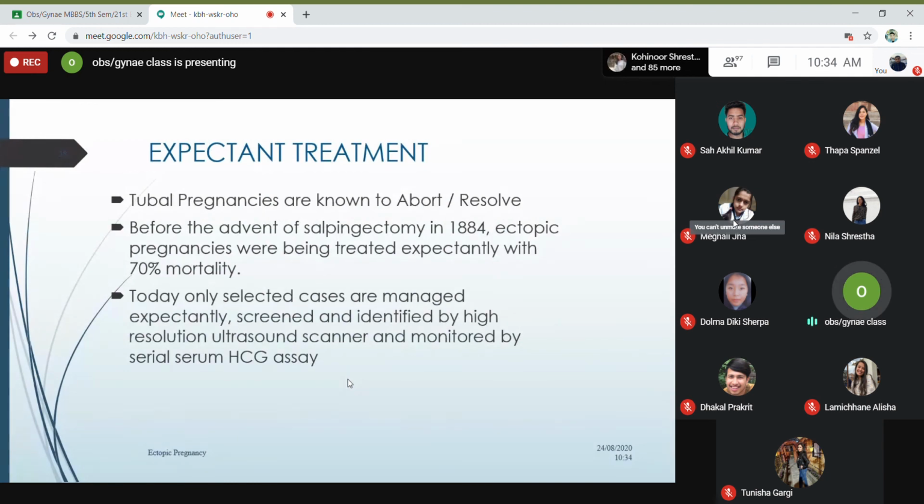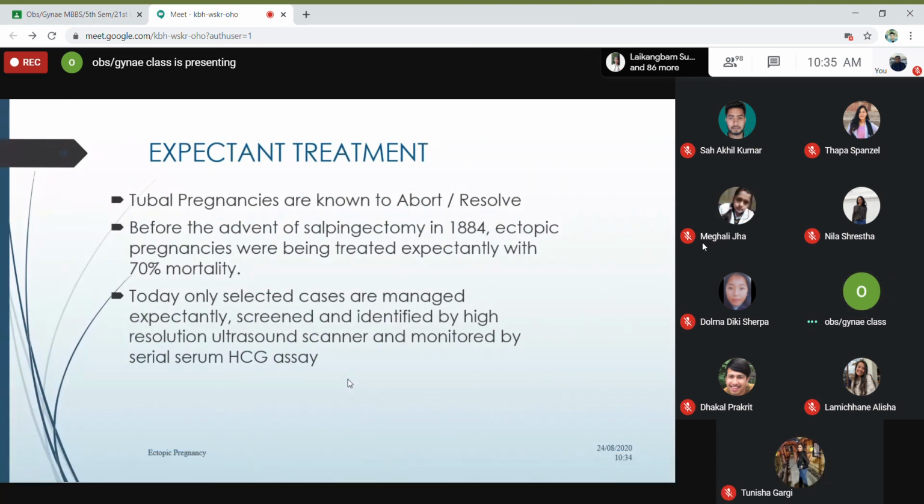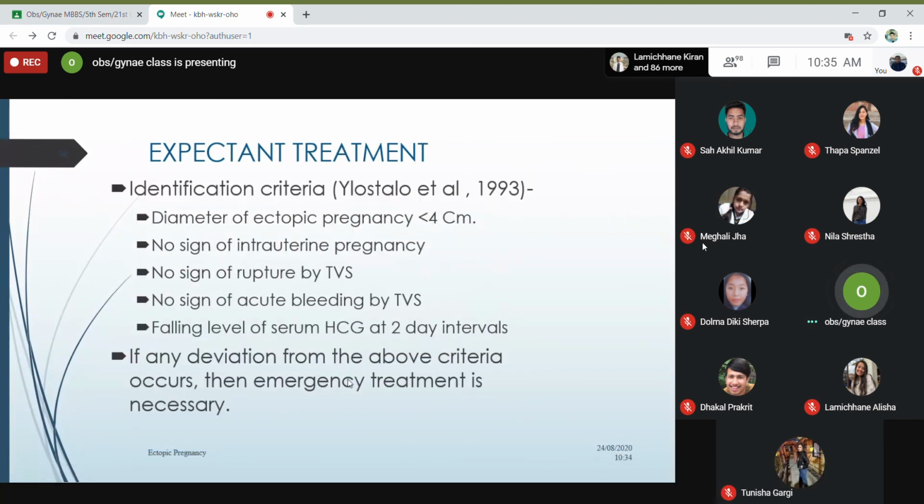Now, expectant treatment. Before the advent of salpingectomy, ectopic pregnancies were being treated expectantly with 70% mortality. When surgery was not there, they used to do this expectant management, okay, because they didn't know better, right? So today only selected cases are managed expectantly, screened and identified by high resolution ultrasound scanner and monitored by serial serum beta HCG. Okay, so only a few are done.